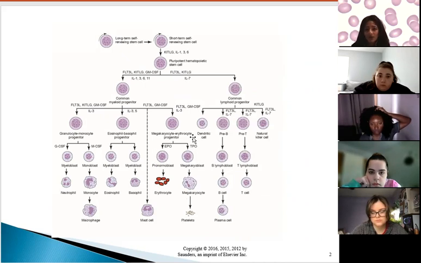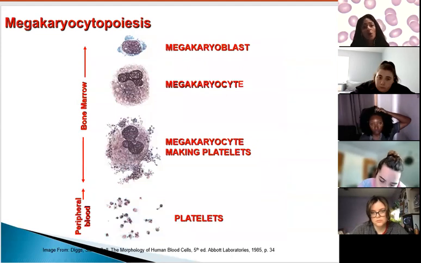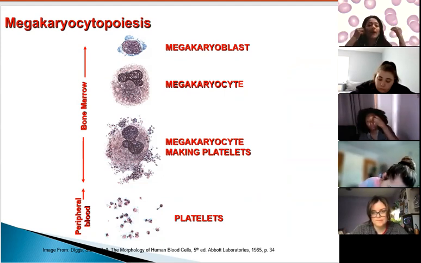So megakaryocytes are considered to be myeloid cells. They come from the common myeloid progenitor cell. The whole process of blood cell formation is hematopoiesis, okay? So megakaryopoiesis is the formation of the platelets, okay? So the platelets come from the big cells that are called megakaryocytes, okay? And these come from the common myeloid progenitor cell.